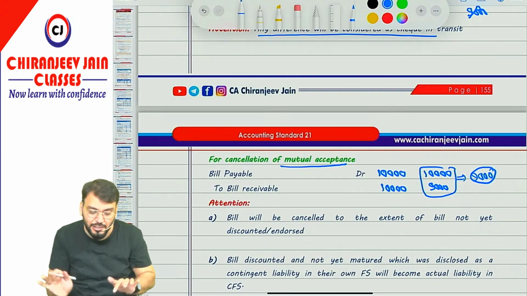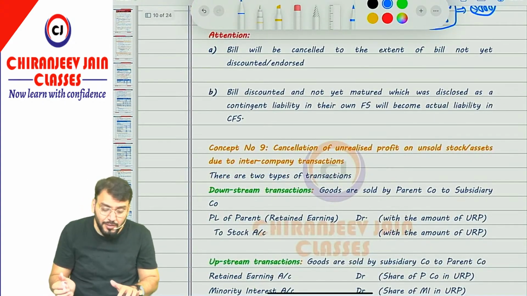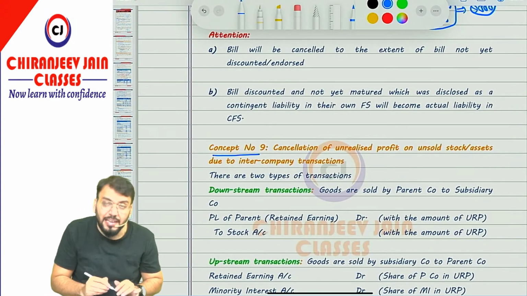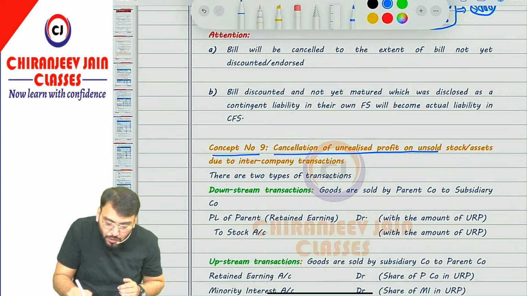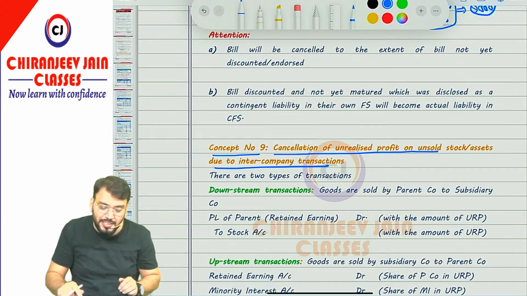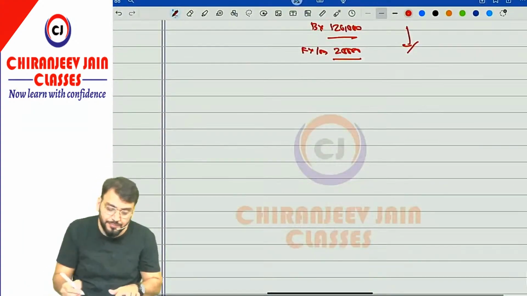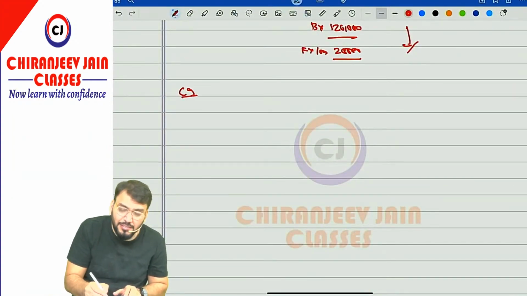Understood this point? This point also you have understood. Then come to concept number 9, that is cancellation of unrealized profit on unsold stock or asset due to intercompany transaction. Let me explain this. We are doing concept number 9.